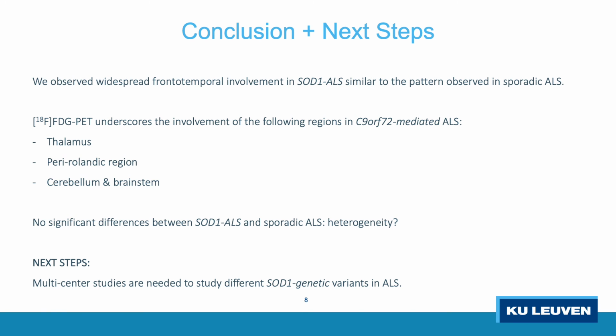Lastly, potentially the absence of significant differences between SOD1 ALS and sporadic ALS may be driven by the composition of our cohort, as different variants are associated with different phenotypes, so perhaps also a different pattern of cerebral glucose metabolism. Therefore, multi-center studies are needed to study different SOD1 genetic variants.